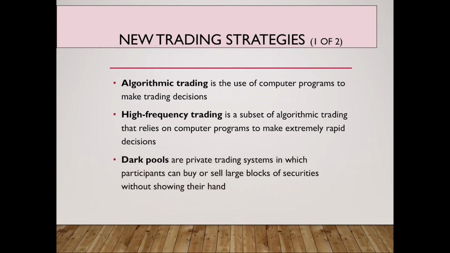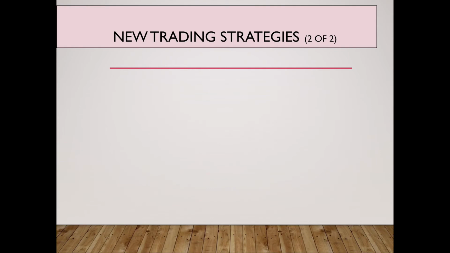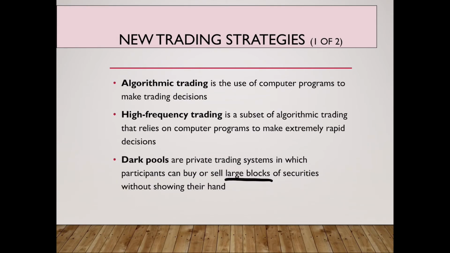Additionally, there are things called dark pools. Dark pools are private trading systems in which participants can buy or sell large blocks of securities without showing their hand. A large block is defined as at least 10,000 shares of stock being bought or sold. So these help not substantially influence the markets by trading in these dark pools, but these are private trading systems in which the large sales are not exposed to the public without showing the exact transaction details.